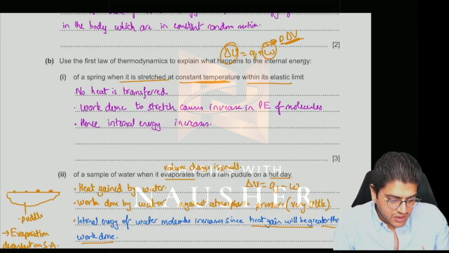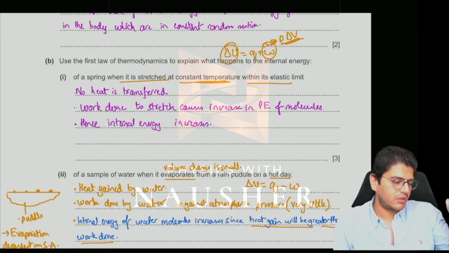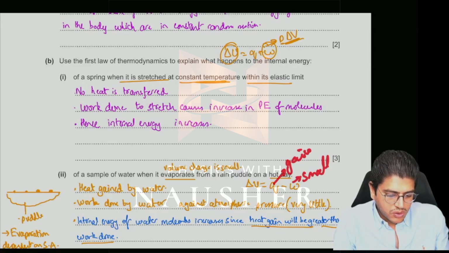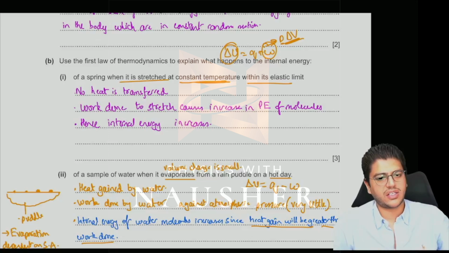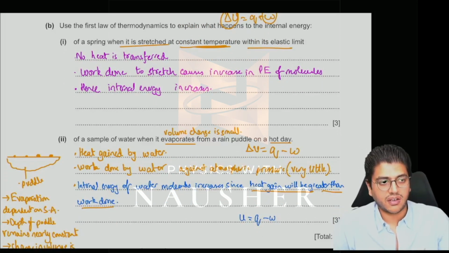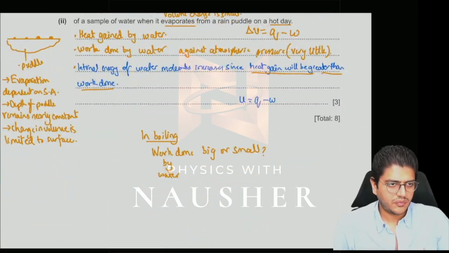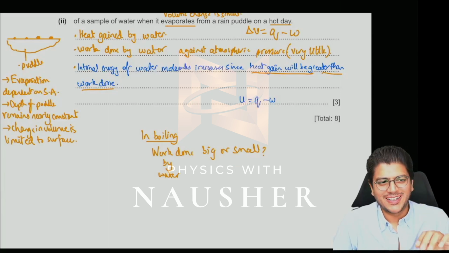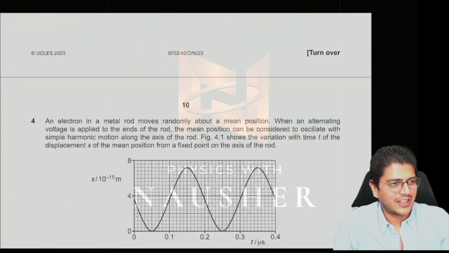But here, because of this word evaporation, you know that the volume change is very small. Hence, work done is small, but you are gaining heat. So that means that this number is bigger. So there is an overall increase in your internal energy. So the internal energy of the water molecules increases since the heat gain will be greater than the work done. And in boiling, is work done by water big or small? I think I've answered that question already.